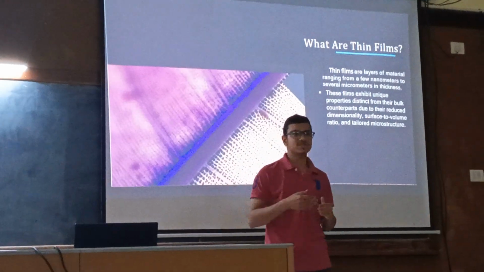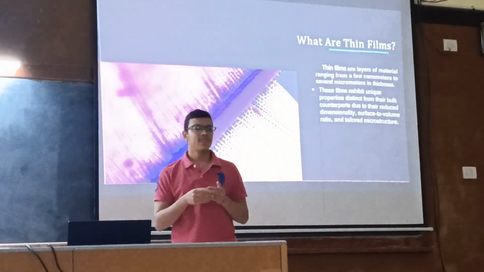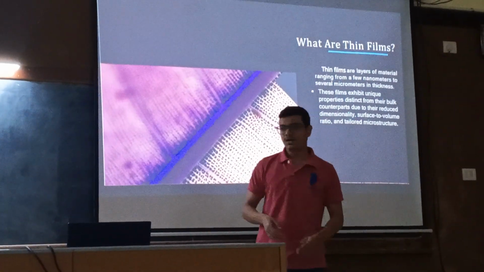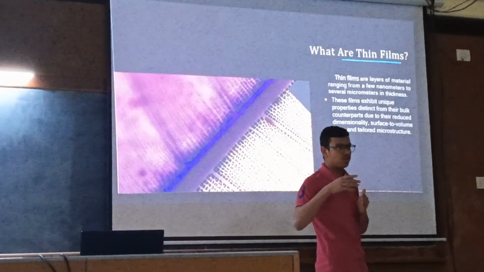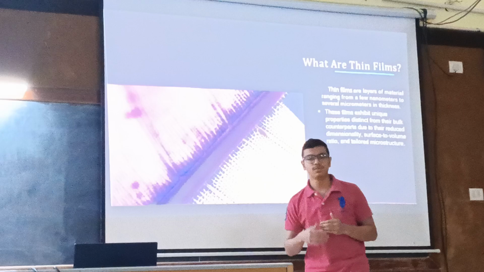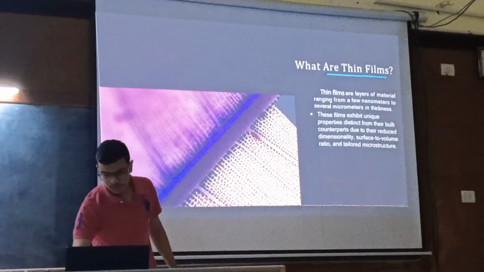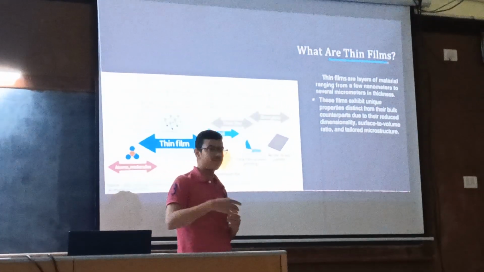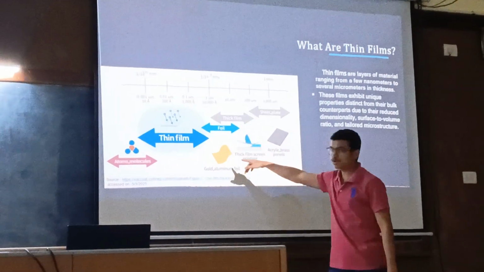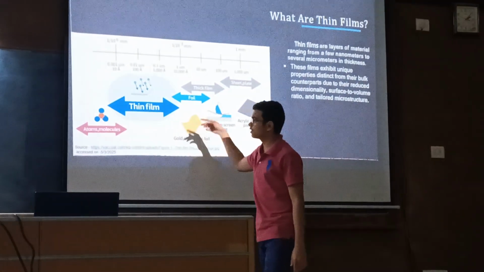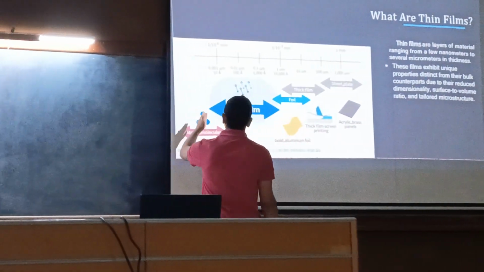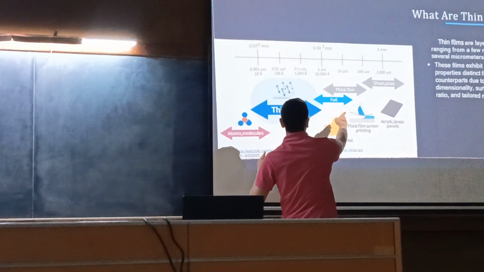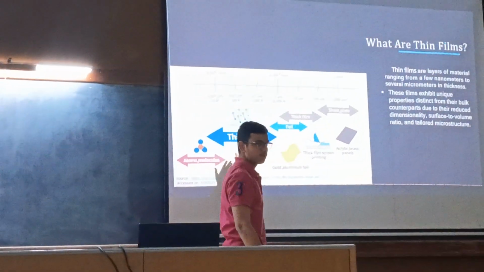What are thin films? Thin films are basically thin layer materials, and thickness ranges from a few micrometers to some nanometers, and their properties are different from their bulk counterparts due to surface to volume ratio and tailored microstructure. Here you can see a comparative diagram. The aluminum foil we use in food wrapping has a thickness of a few micrometers, and thin films are much thinner than that. You can compare also with atomic and molecular lengths. It is actually between this foil and these molecular lengths.